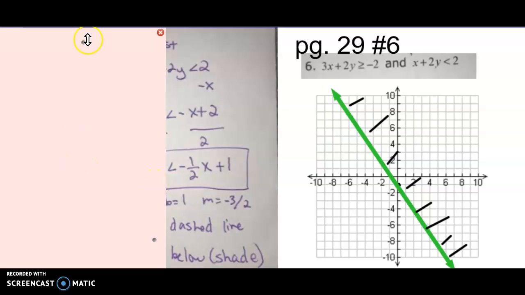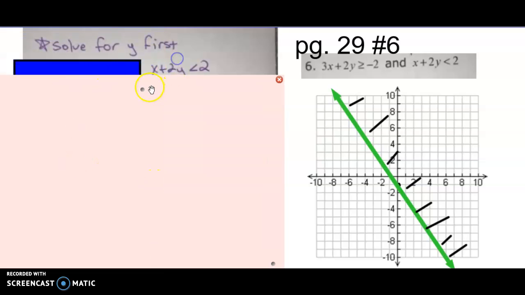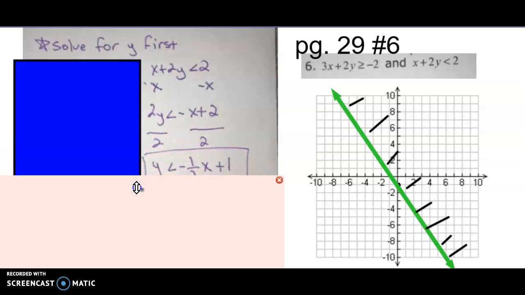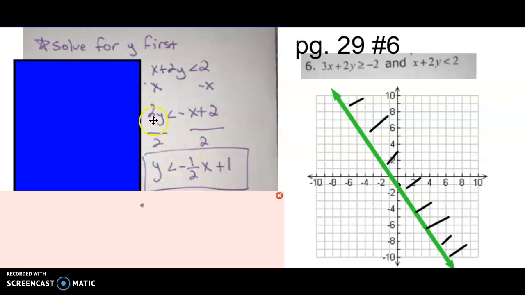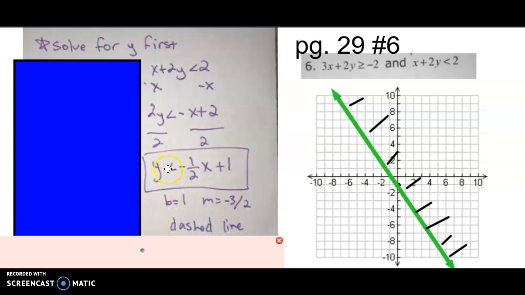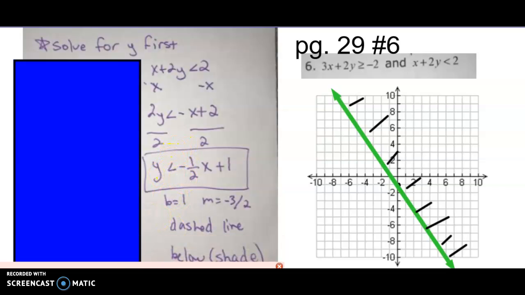I'm going to solve for y again. So first, I'm going to subtract x from both sides. That leaves me with 2y is less than negative x plus 2. Then to get that 2 out of the way, I divide both sides by 2. And my final inequality will be y is less than negative 1/2 x plus 1. In this case, if you notice, there's no equal to, so I'm actually going to use a dashed line. So yeah, there's your y-intercept, there's your slope. I'm going to use a dashed line because it's not included, okay? And then since it's less than, I'm going to shade below.